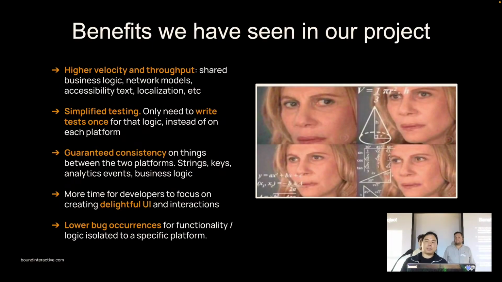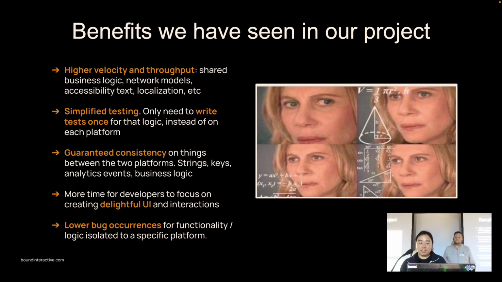So what are the benefits that we've seen in the project? Definitely, we've gotten higher velocity because, of course, we're sharing code. We're not having to write things twice. And part of that comes from simplified testing. For example, our network calls, we only have to test once in KMM, and we know that it's good because it's been tested on the KMM side. We don't have to do it again on the iOS and Android side.